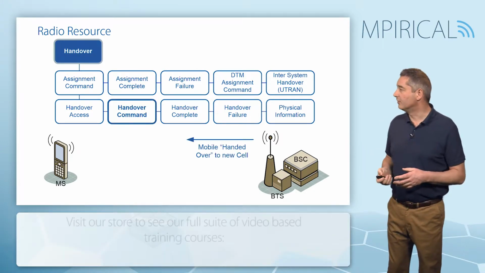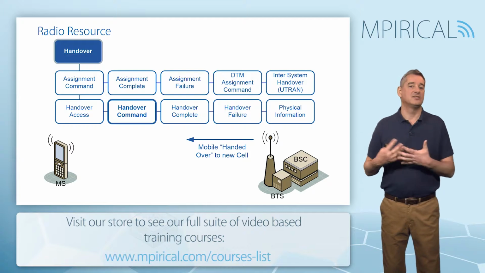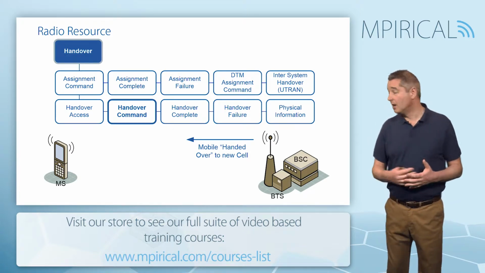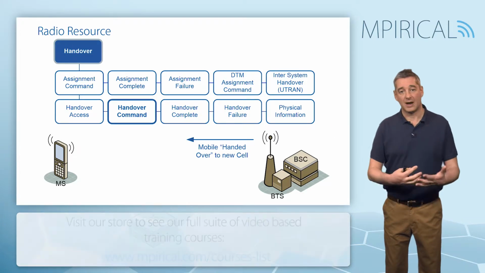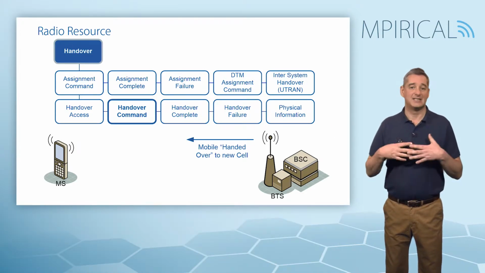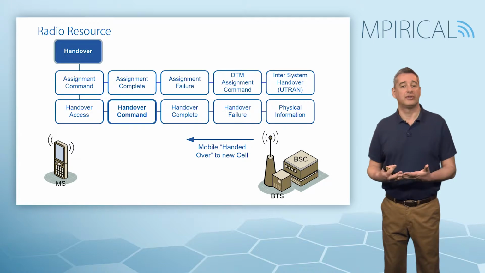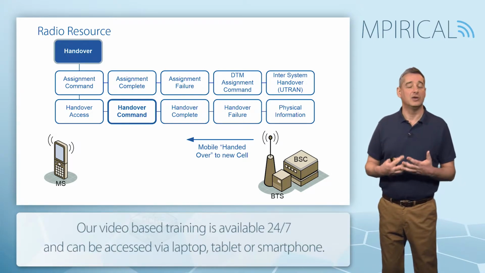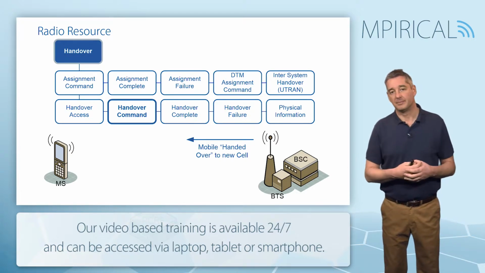However, if we focus on the handover command message, this will be an example of a radio resource message specific to a mobile which has been sent from the network down towards the handset. Again, it typically indicates the new frequencies, power levels, and timing advance parameters that the mobile will need to use when it switches into the new cell.